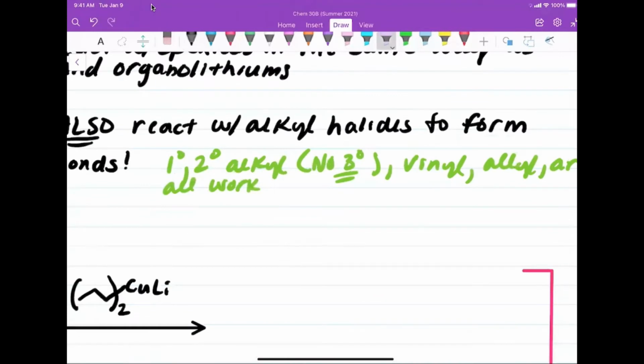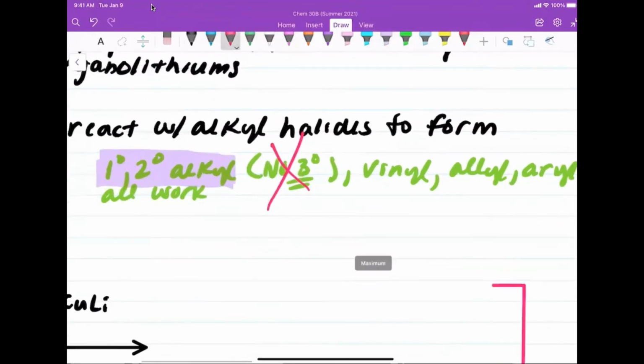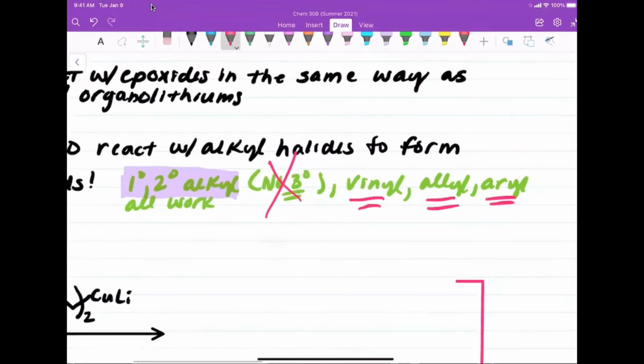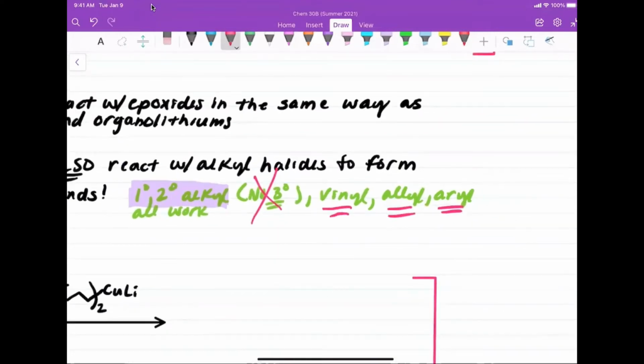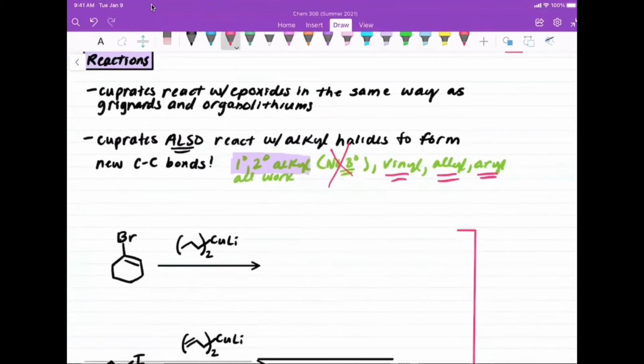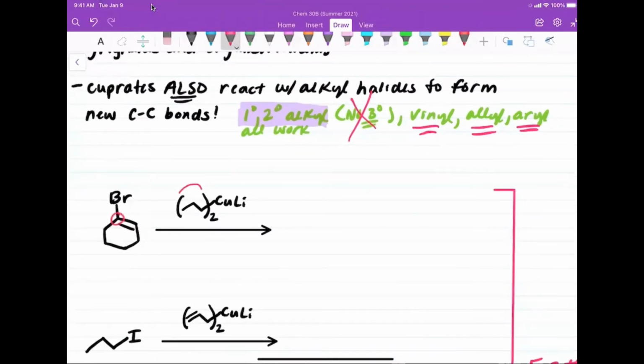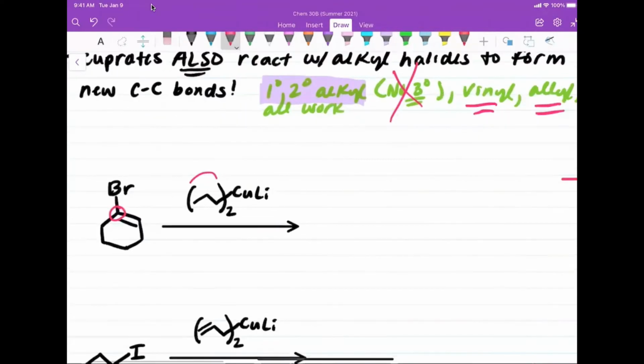So not only can we do primary and secondary alkyl, whereas alkynes could only do primary, and organolithiums and Grignards could do none of them. Not only do we get substitution with primary and secondary alkyl, no tertiary, however, we can also get substitution on vinyl halides, allyl halides, aryl halides. We were never able to do SN1 or SN2 on vinyl or aryl before. So that is a brand new mode of reactivity. So here, we can transfer this alkyl group onto this carbon. It doesn't undergo an SN2 mechanism for the vinyl and the aryl, because you can't do SN2 on an sp2 hybridized carbon. However, it does do a substitution just by a very different mechanism.